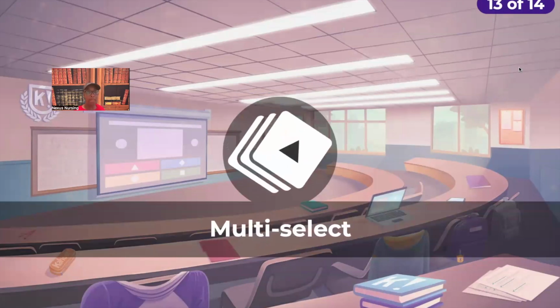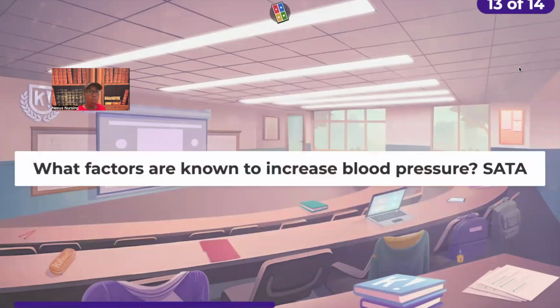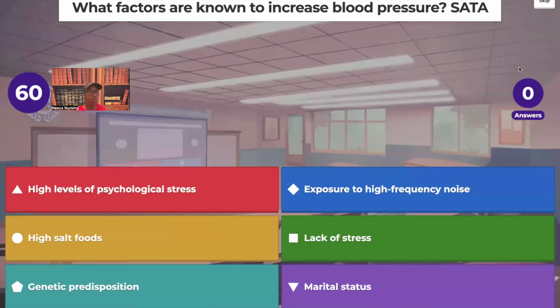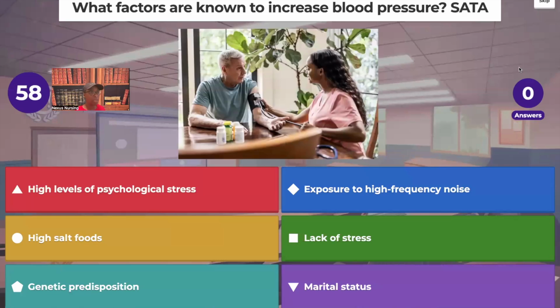We're almost done, guys. Select all that apply. What factors are known to increase the blood pressure? Here are your options: high levels of psychological stress, exposure to high frequency noise, high salt foods, lack of stress, genetic predisposition, and marital status.